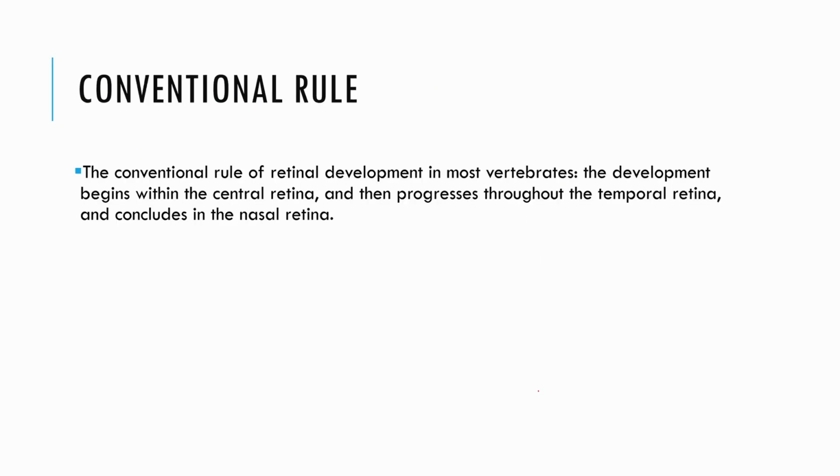There is a conventional rule of retina development in most vertebrates. The development of the retina begins within the central retina, then it progresses through the temporal retina and concludes in the nasal retina. This phenomenon is also shown in the anole's retina development because later you will see that all the processes such as cell differentiation and retinal lamination all start at the future central and temporal fovea regions and end at the nasal regions.